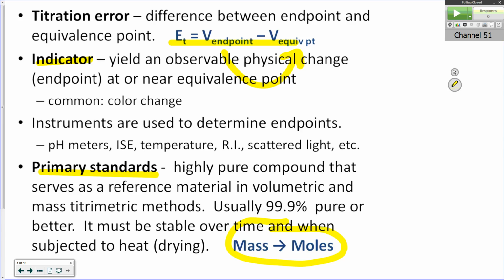So you have to have personal knowledge of where this endpoint or equivalence point is going to be, so that you match those up. And you can miss it by 50%. We're going to talk about some of those errors as we go on.